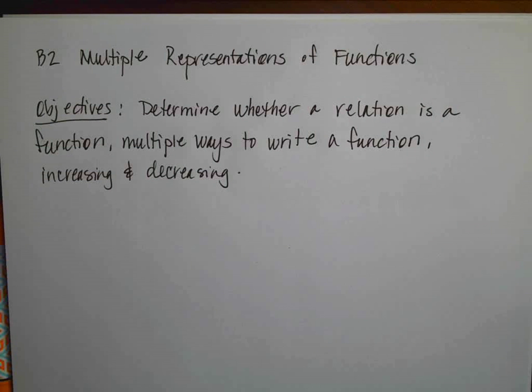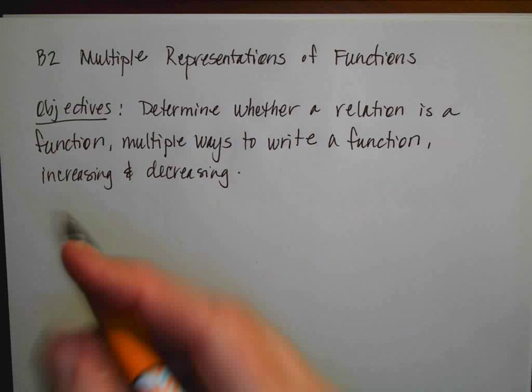Math Humans. We're going to do B2 today. We're going to be talking about multiple representations of functions. Our objectives are that we're going to determine whether a relation is a function. We're going to find multiple ways to write a function, and then we're going to talk about increasing and decreasing.